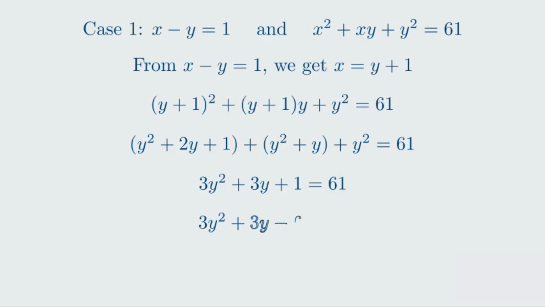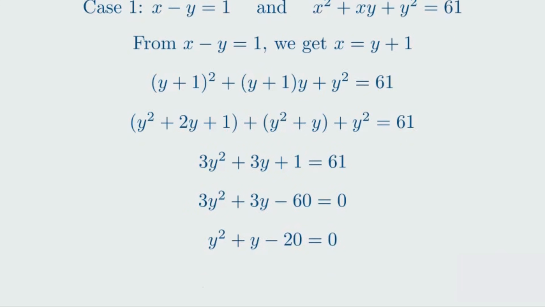We can simplify this by dividing the entire equation by 3. Dividing by 3 gives us y squared plus y minus 20 equals 0. This is a simple quadratic equation that we can solve by factoring. We need two numbers that multiply to -20 and add to 1. Those numbers are 5 and -4.